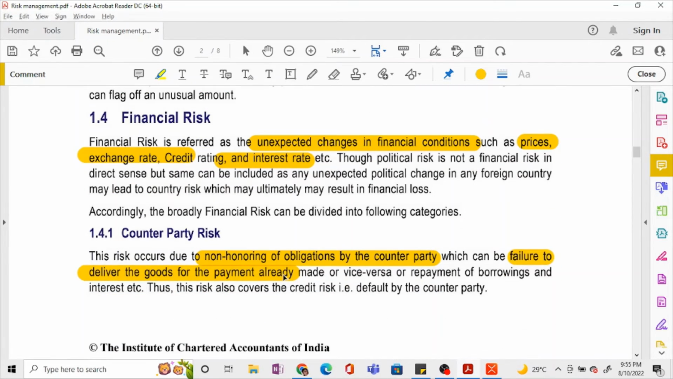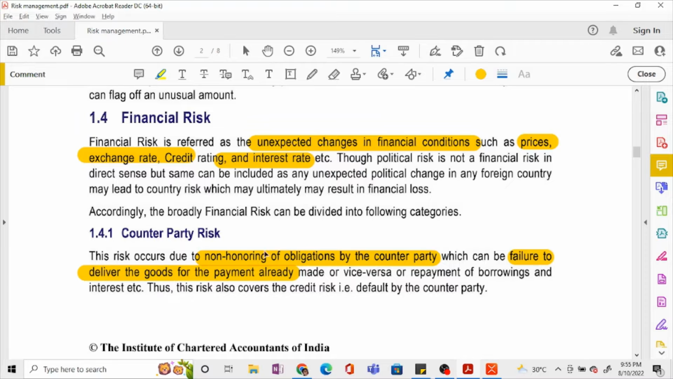And then financial risk. Financial risk means unexpected changes in the financial conditions. Maybe the prices of raw materials may go up, exchange rate differences will occur, credit rating and interest rate changes. These are the various unexpected changes in the financial conditions. Due to the change in the financial condition, this unexpected risk may arise, for example, the exchange rate, credit rating, interest rates, etc. This will cause financial risk.